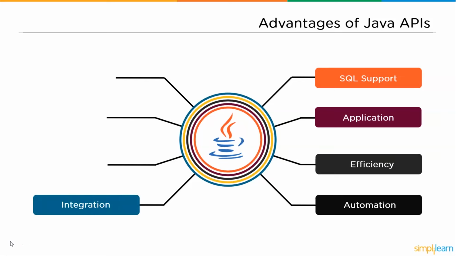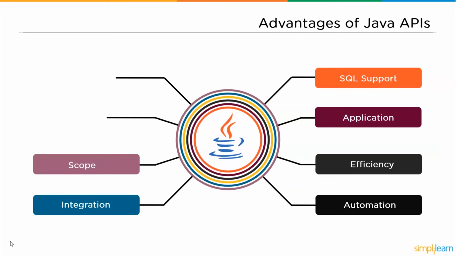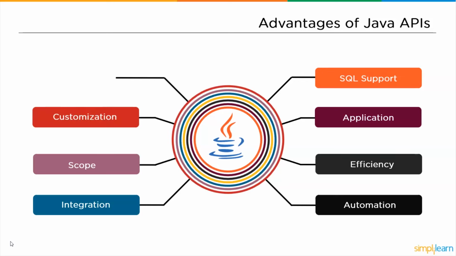Followed by that, we have integration. Java APIs can integrate into any application and website and provide a fluidic experience with dynamic data delivery. Followed by that, we have scope. Java's APIs make websites, applications, and information available to a wide range of users and audience. Followed by that, we have customization. Java APIs enable developers and businesses to build applications that personalize user interface and data.